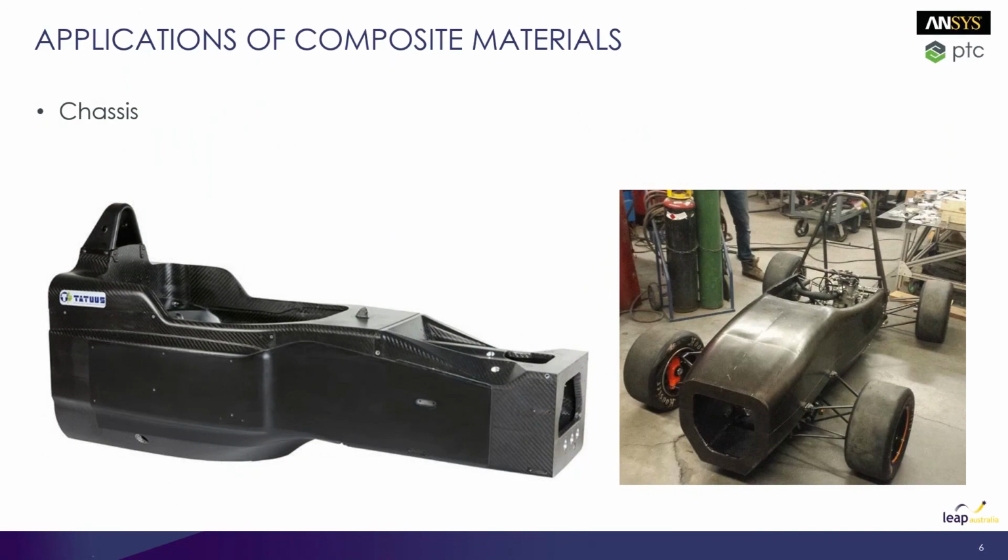So applications of composites, particular to your kind of environment. Chassis are a really good application for these materials, whether it's a complex monocoque structure from this F1 vehicle or a Formula SAE type monocoque chassis with the suspension and the engine substructures mounted to it.